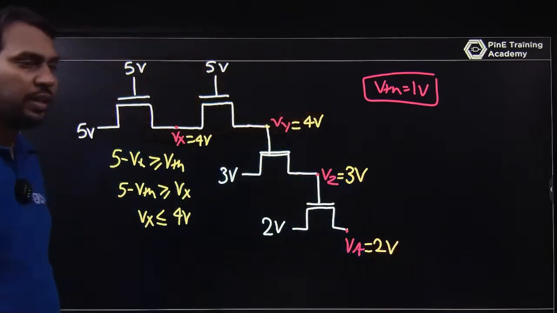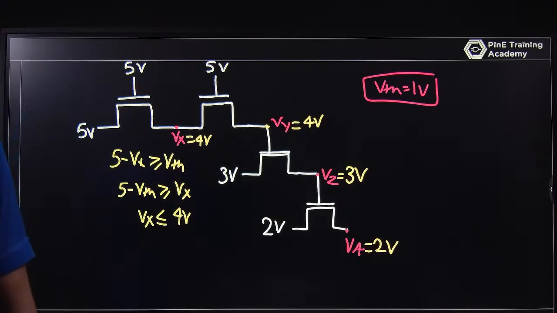Okay, so firstly check that this is correct or not. That is 4, 3, 2, 1. This is 4, 4, 3, 2.